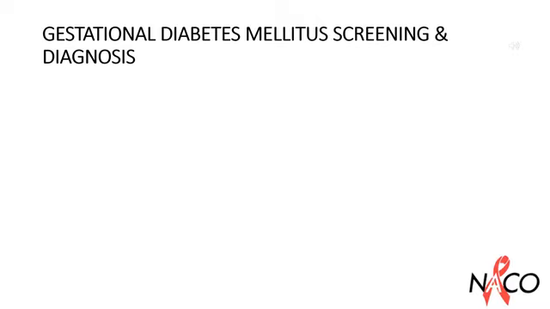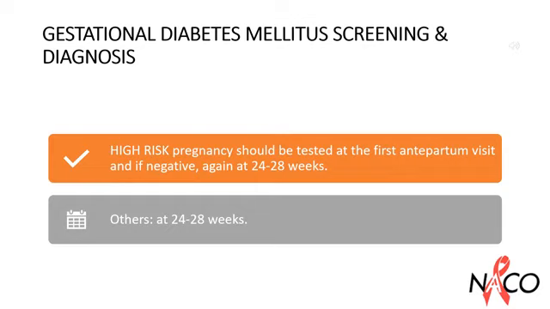For diagnosis of gestational diabetes mellitus, high risk pregnancy cases should be tested at the first antepartum visit and, if negative, again at 24 to 28 weeks. For others, it has to be tested at 24 to 28 weeks of gestation.